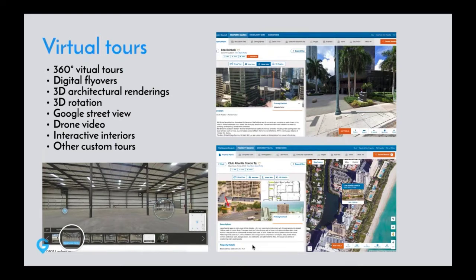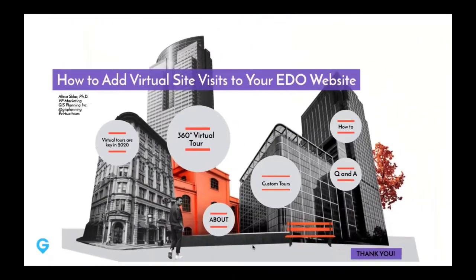Not all of them are created equal, but they do offer different kinds of information for people. So certainly 360-degree virtual tours is one thing that we like to see. Digital flyovers, 3D architectural renderings, 3D rotation, Google Street View, drone videos, very big right now. It was big before, but it's certainly expanding. Interactive interiors, virtual reality, and other kinds of custom tours. There's lots of different ways to do virtual tours and to showcase the properties that you've got for you.